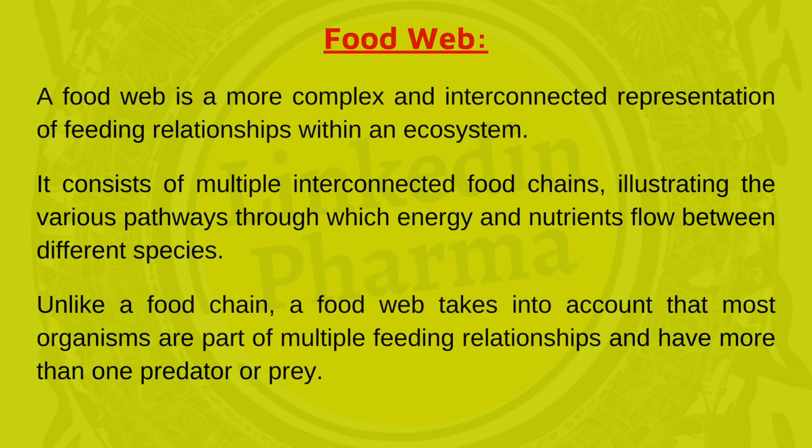Food web. A food web is a more complex and interconnected representation of feeding relationships within an ecosystem. It consists of multiple interconnected food chains, illustrating the various pathways through which energy and nutrients flow between different species. Unlike a food chain, a food web takes into account that most organisms are part of multiple feeding relationships and have more than one predator or prey.